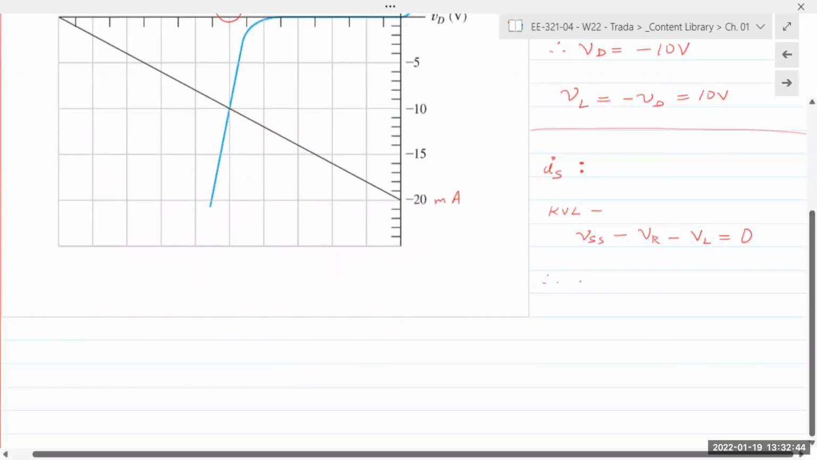Therefore VR is simply VSS minus VL. 24 minus 10 gives me 14 volts. And therefore IS is simply 14 divided by R, which is 1200. This comes out to be 11.6667 milliamps. You can find the source current that way.